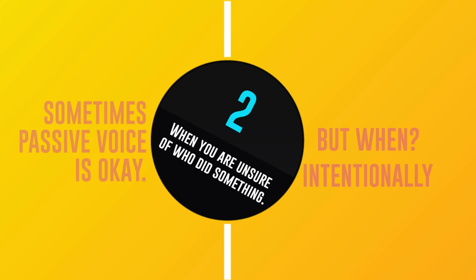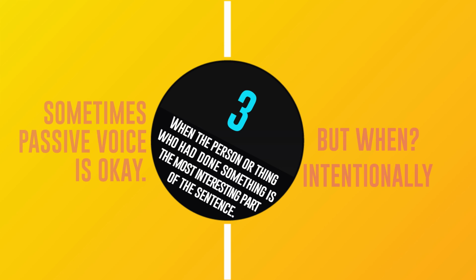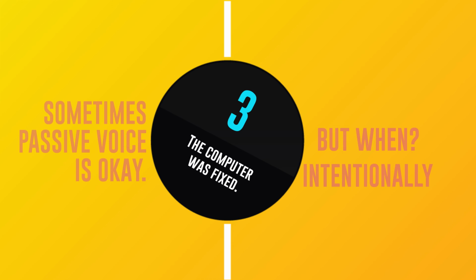Two, when you are unsure of who did something. When I returned home, my car was washed. And three, when the person or thing who had done something is not the most interesting part of the sentence. The computer was fixed.